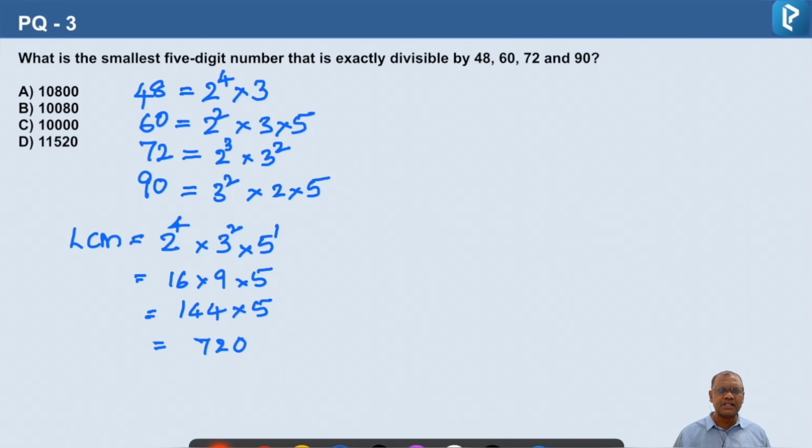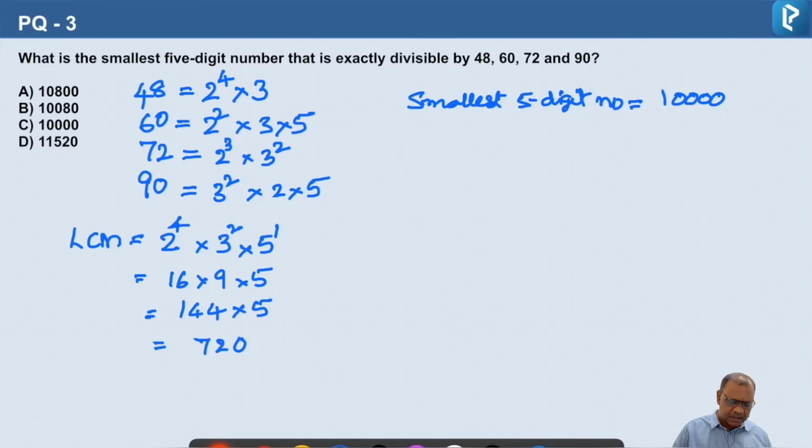So the question is, what is the smallest 5-digit number that is exactly divisible by these numbers? As far as our knowledge, what is the smallest 5-digit number? The smallest 5-digit number is 1 followed by 4 zeros, 10,000. So let us divide 10,000 with 720.